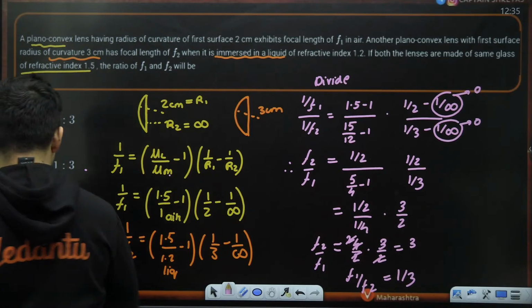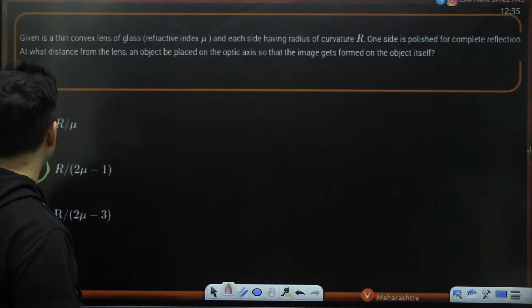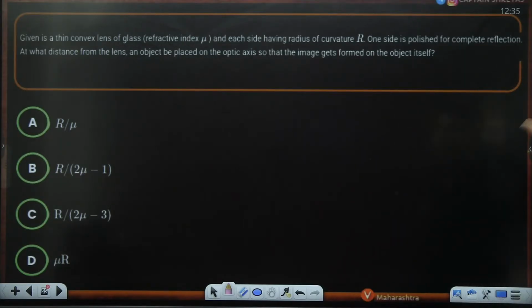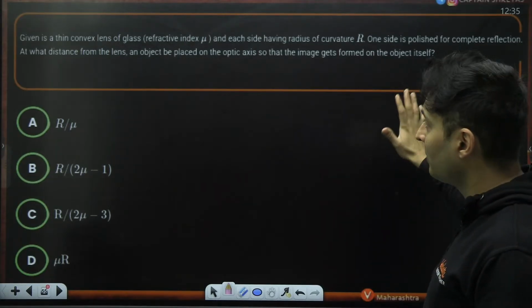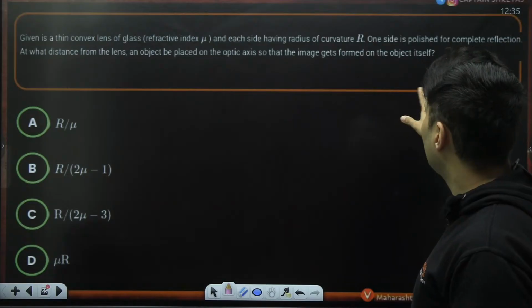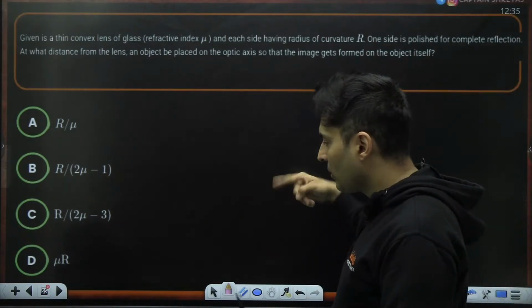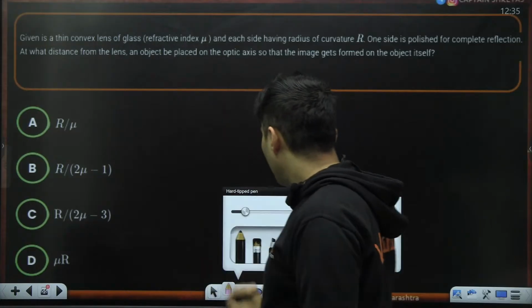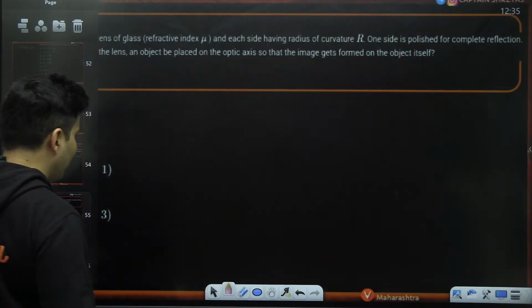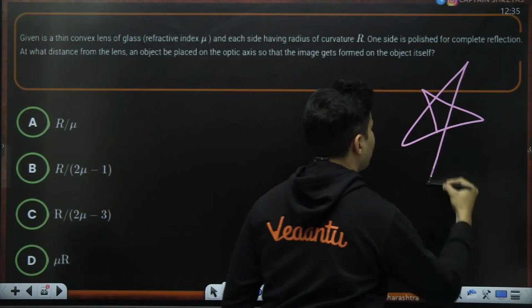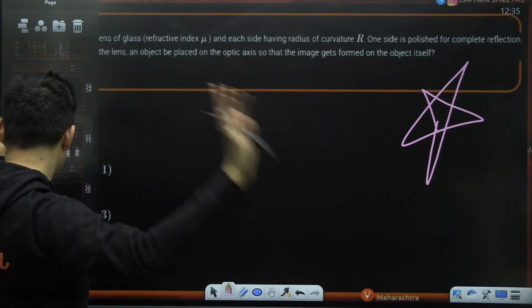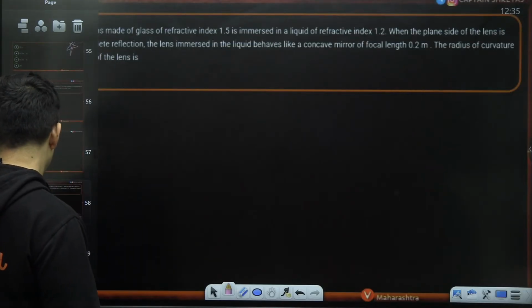Let's go to the next question, guys, coming up on your screen. And here it is. What does it say? There is a thin convex lens, and each side having R, one side is polished for complete reflection. At what distance from the lens should an object be placed on the optical axis so that the image. Actually, we should do this after combination of lenses, but even then I will just do one thing. Just remind me that we have to get back to this particular question. I'll put a star mark. After we discuss combination of lenses, I think this slide came much before than expected. Just will come back to this particular slide.